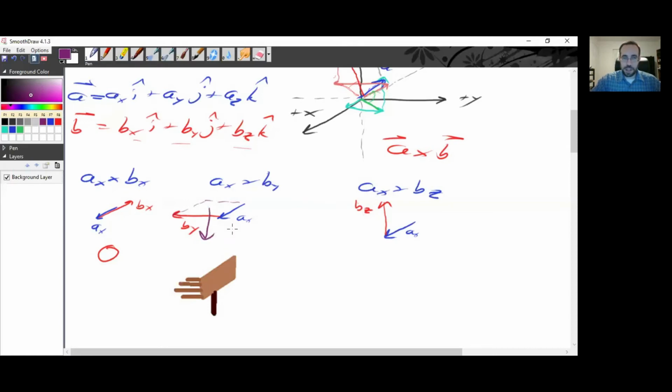And it's just the size of AX times BY because this is a right angle. They're perpendicular to each other. So since this is a size of 2, this is a size of 5, this is negative 15 k hat. Negative because the right-hand rule says negative. Okay. Next up is AXBZ.